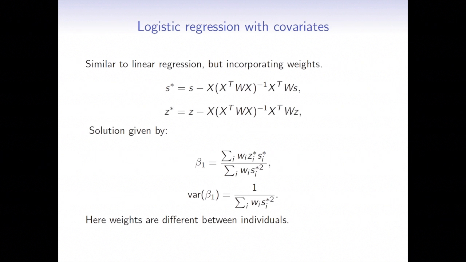We also have to deal with covariates in logistic regression, and we want to deal with them in a similar way as in linear regression. The only thing that we have to incorporate is this weighting matrix. So here we again do the transformation. And once the transformation is done, we have a very simple solution for the beta and for the standard errors. But here we have to remember that weights are different between individuals because of the covariates.